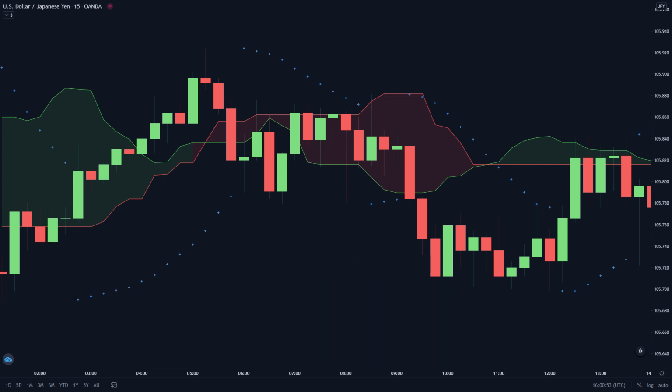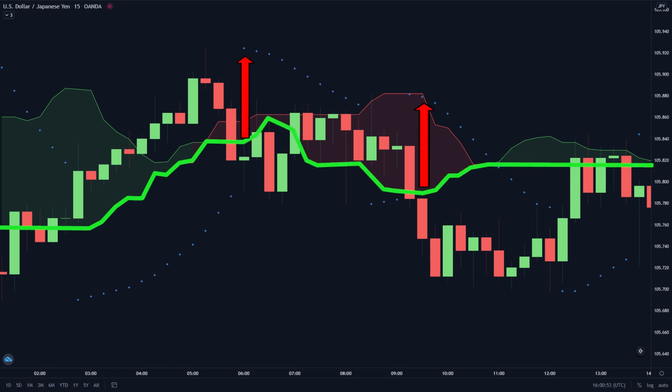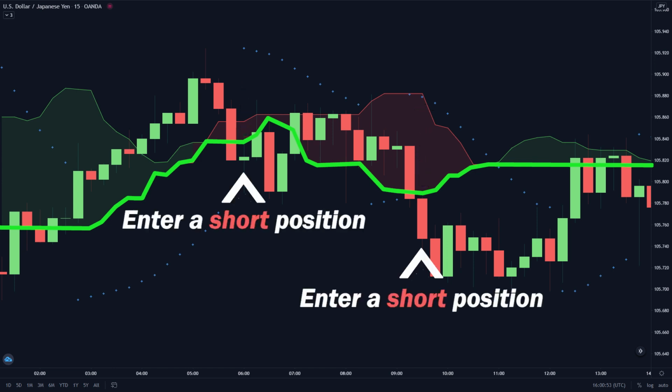It's the same thing with the short position. If the candle is below the cloud without touching it, and the parabolic SAR is above the candle, you take a short position.